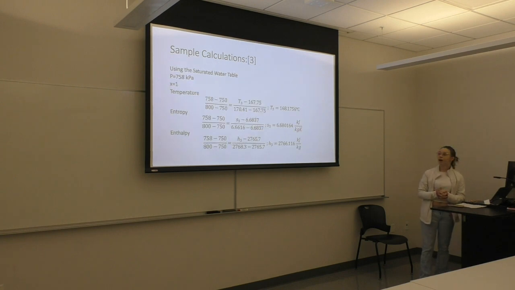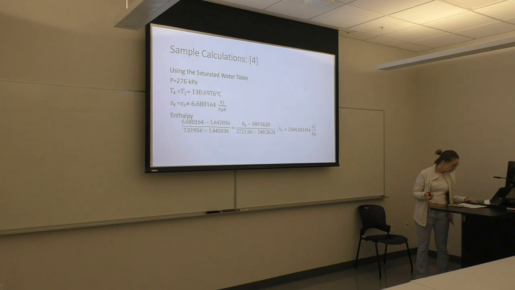Using the same pressure with x equals 1, we're able to, once again, interpolate temperature, entropy, and enthalpy. Now we're using the same pressure as the first one, which is 276 kPa, with our temperature T4 equal to T1, and our entropy of 4 equal to that of 3, and we calculate our enthalpy through interpolations.